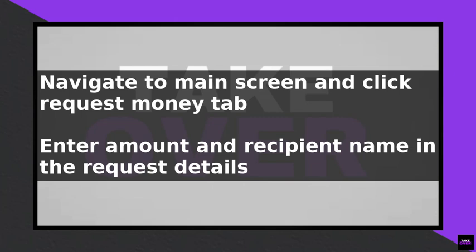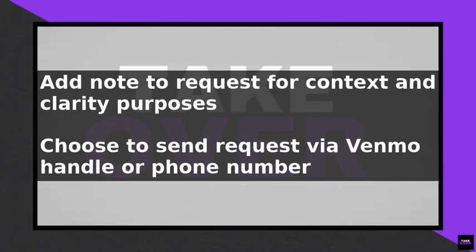Next, you can choose how you want to send the request. You can send it directly to the person via their Venmo handle, or you can send it to their phone number or email address if they are not on Venmo. Make sure to double-check the recipient's information to ensure the request is sent to the right person.